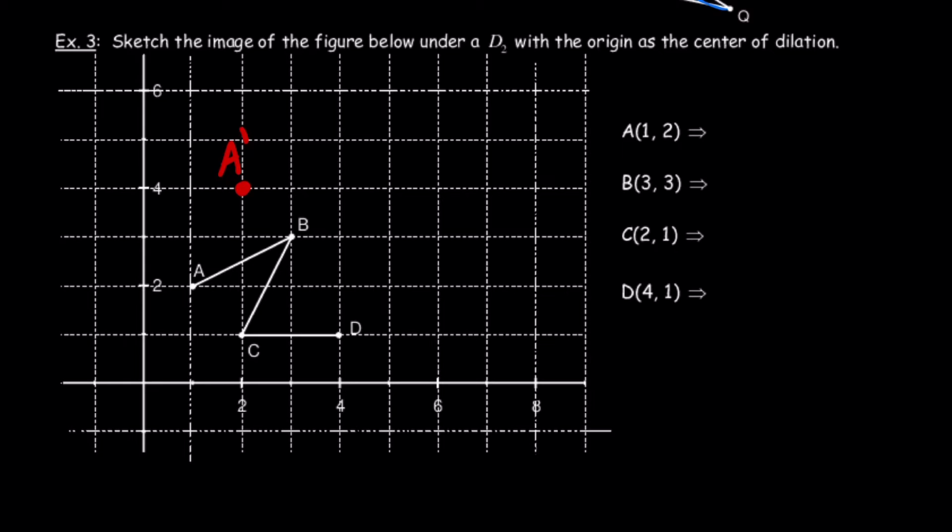Now I'll do the same thing to B. And if this is my origin, what I like to do is sort of count how many blocks I have to go to get to B. So it looks like 3 diagonals, and I go 3 diagonals. So B prime would be right there. C is here, so it looks like I go over 2 up 1, over 2 up 1, ends up right there. And then do the same thing for D. So it looks like over 4 up 1, over 4 up 1. D prime goes right there. And then lastly, sketch in those segments.